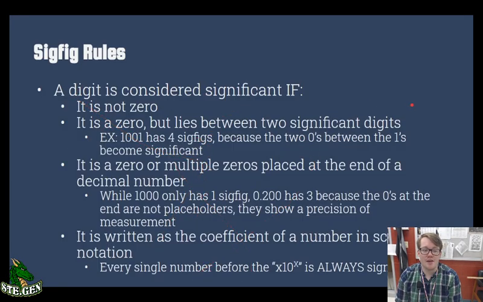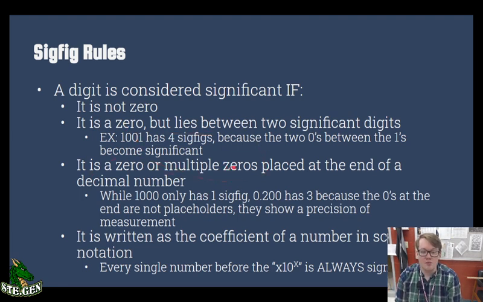A digit is significant if it is not 0. It can be significant if it's a 0 between two significant digits. So for example, 1001, those are two zeros, but they are between two ones. Because they're between two significant digits, they are themselves significant.